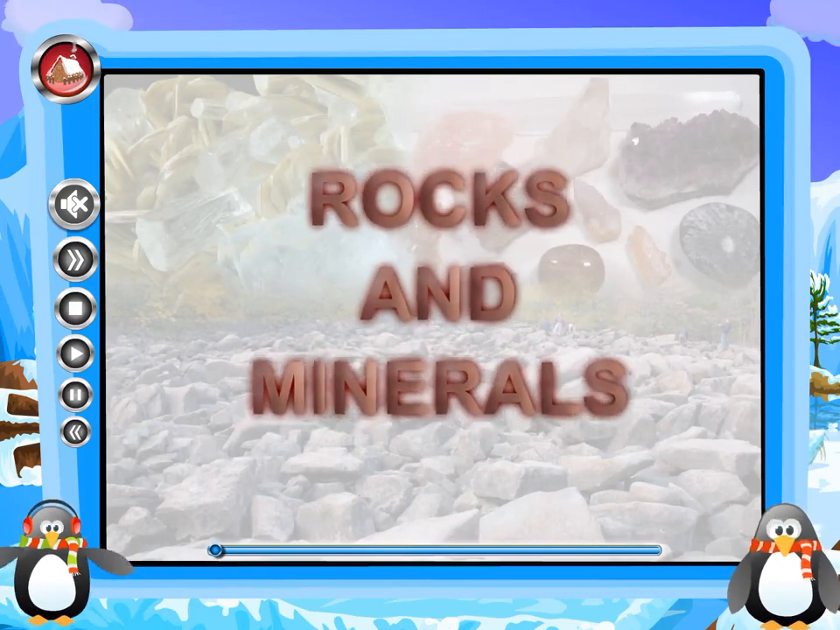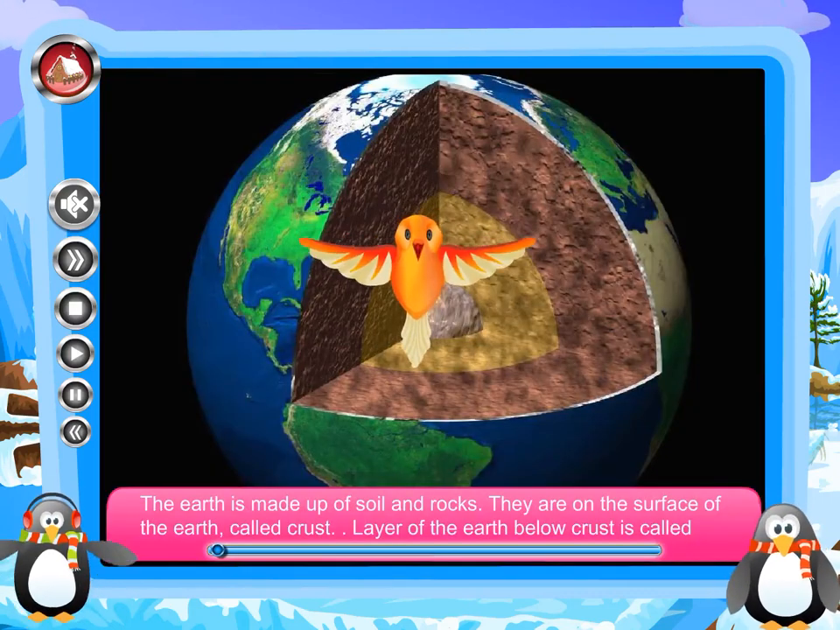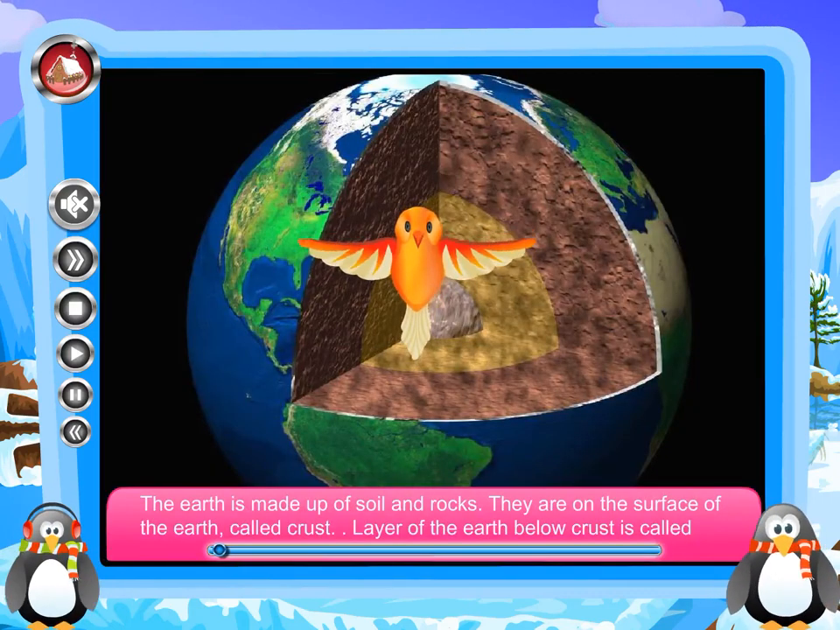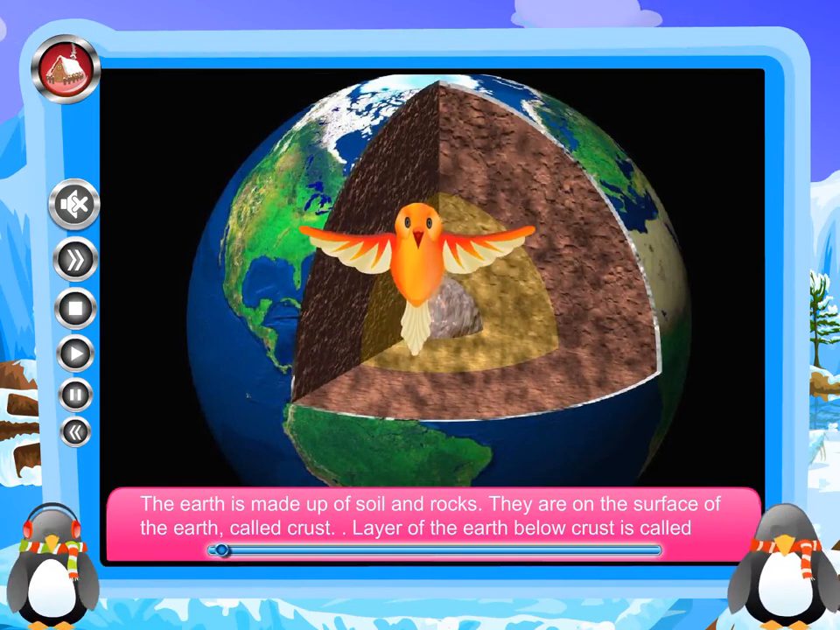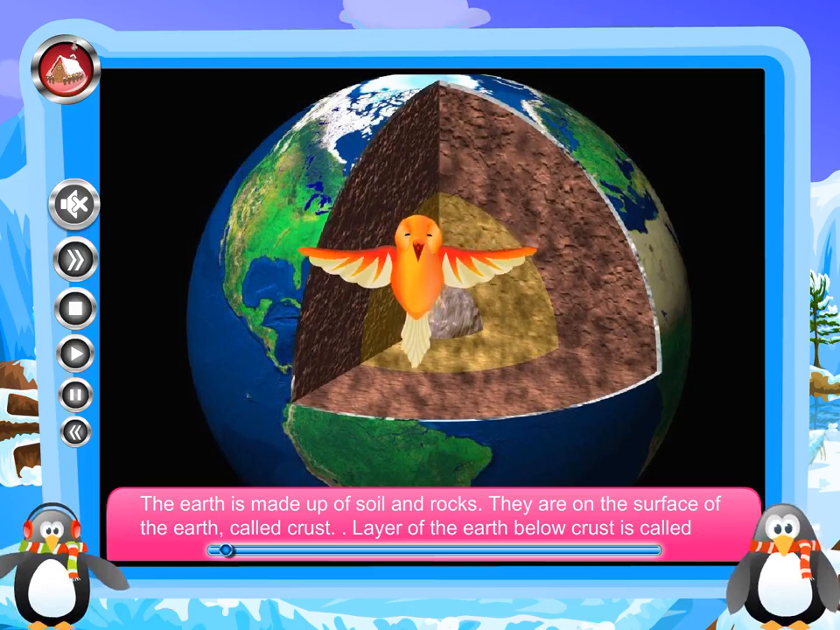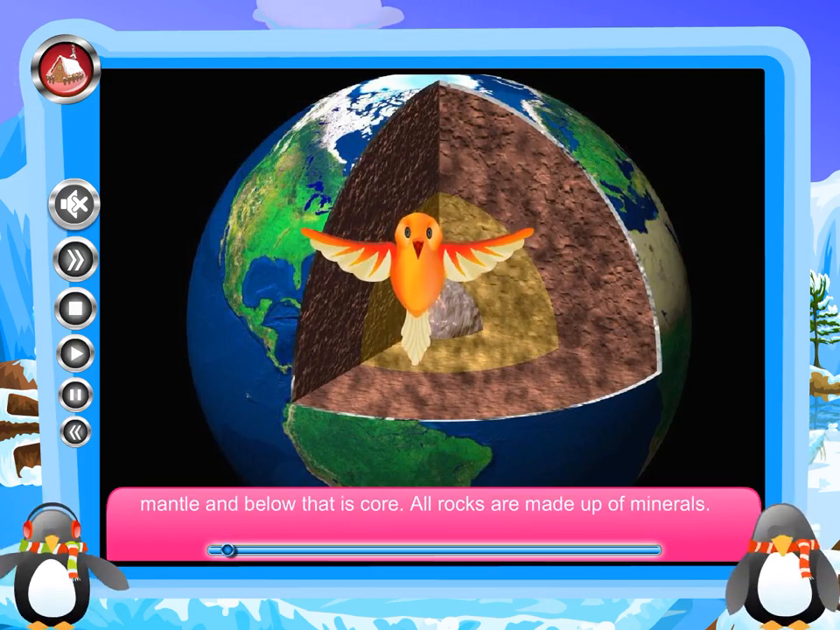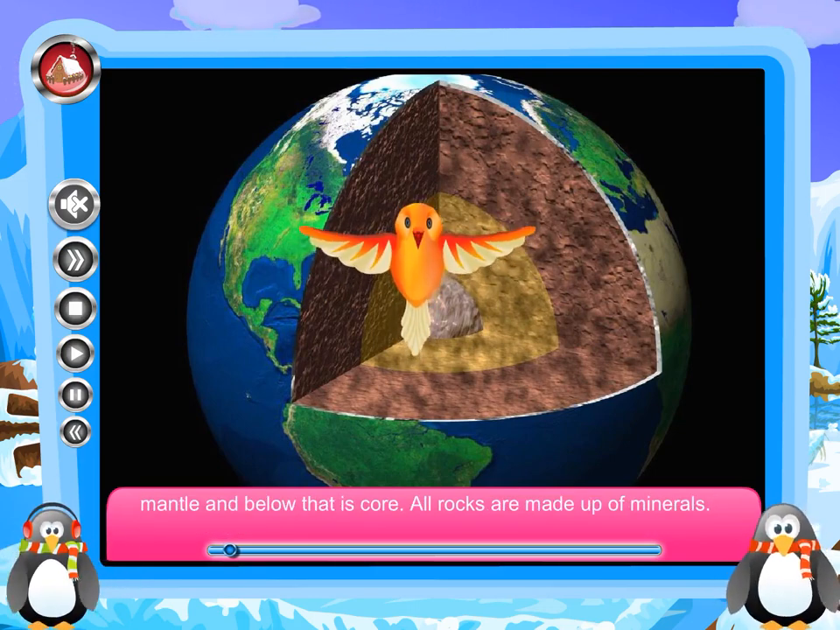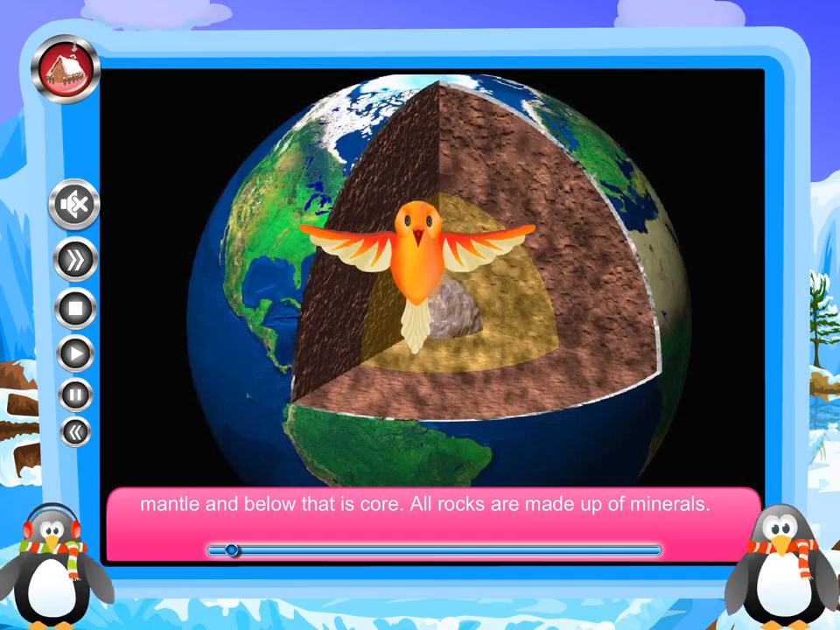Chapter 7. Rocks and Minerals. The earth is made up of soil and rocks. They are on the surface of the earth, called crust. Layer of the earth below crust is called mantle, and below that is core. All rocks are made up of minerals.